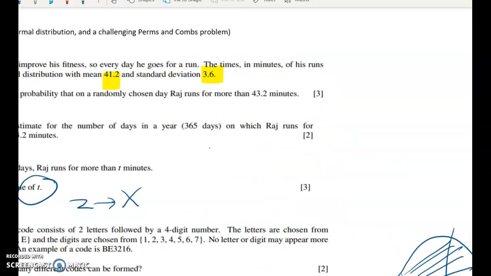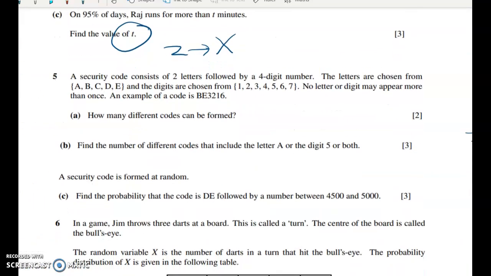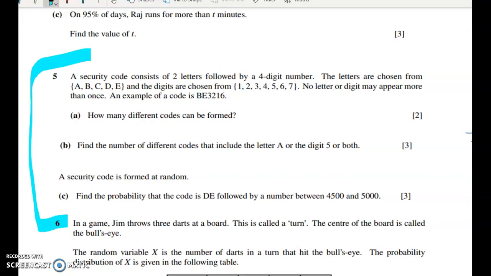I'm going to optimistically start the Perms and Comms one now, but it might take a second video because there is quite a lot in it. So we're just going to do this. We're not going to bother with question 6 just yet.